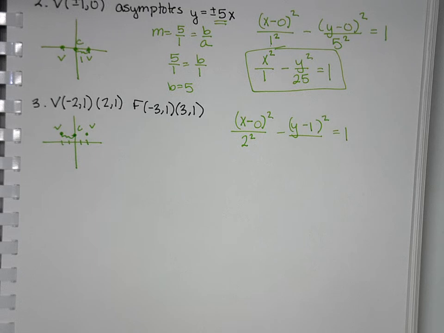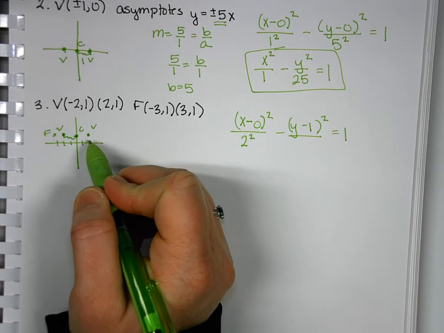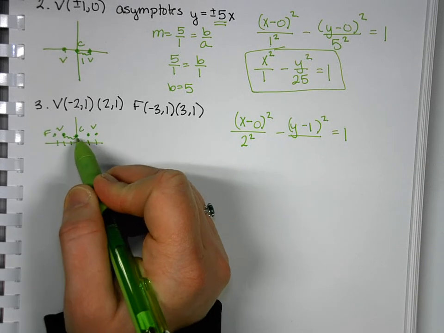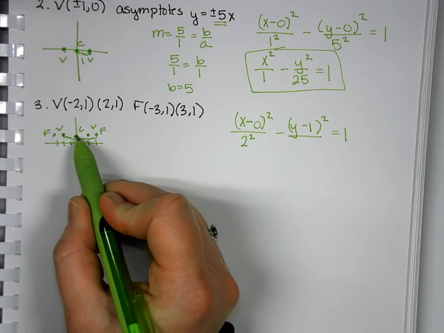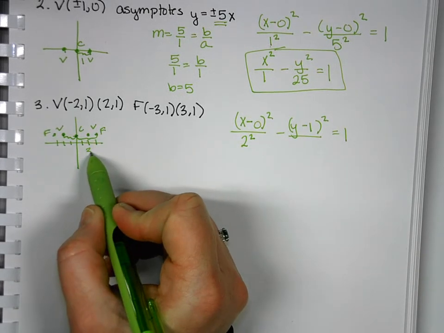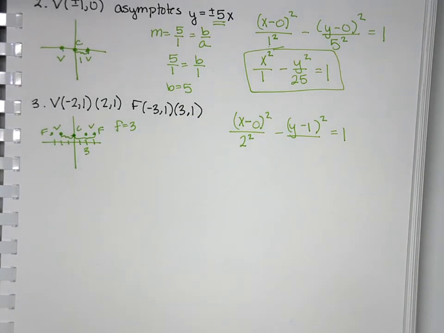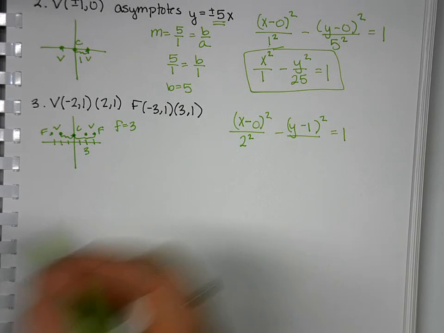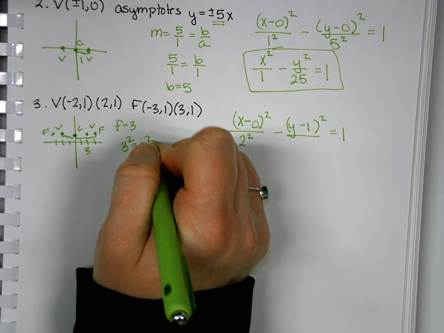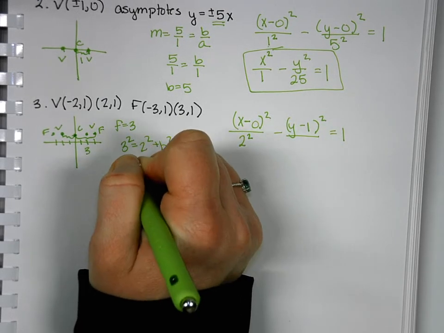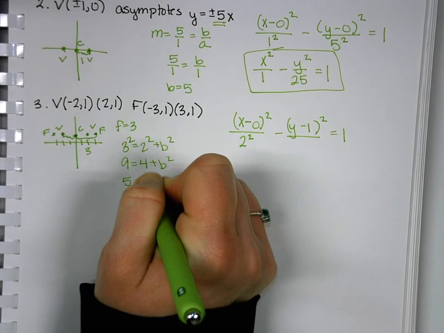And then for the foci, we have negative 3, 1. So that's going to be here. And 3, 1, which is here. So my f is the distance between the center and the focus, which is a distance of 3. So I know that f is 3. So I can use that same formula, f squared equals a squared plus b squared. So we have 3 squared equals a squared plus b squared. So 9 equals 4 plus b squared. So 5 is equal to b squared.